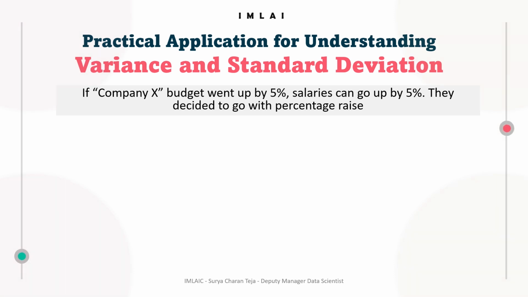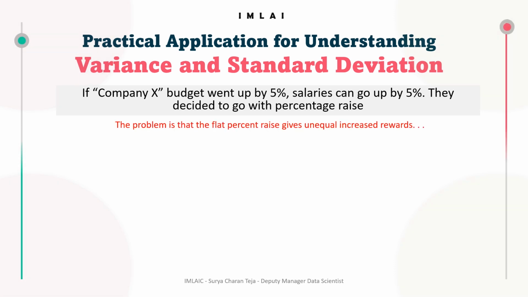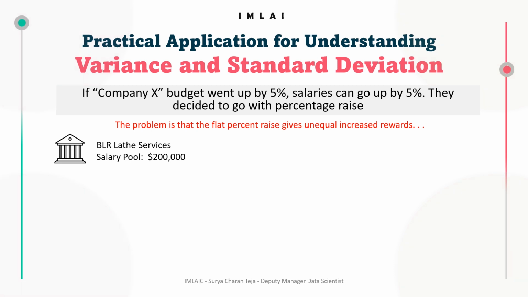For example, if company X's budget went up by 5 percent, salaries can go up by 5 percent. So they decided to go with the percentage raise. The problem is that the flat percent raise gives unequal increased rewards. You know why it happens? Because obviously different persons have different packages.